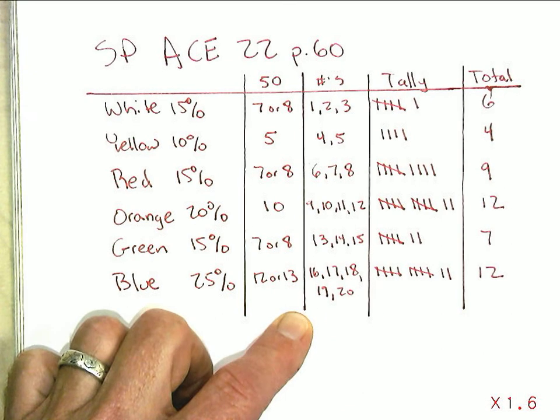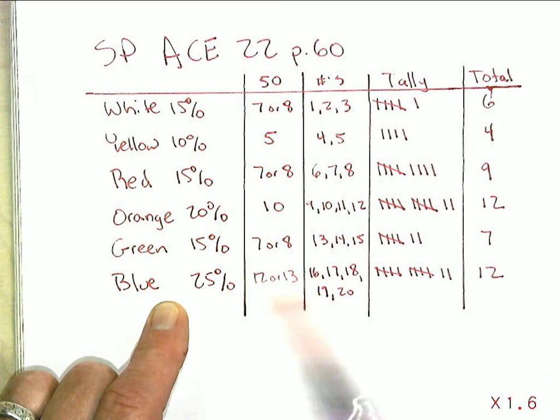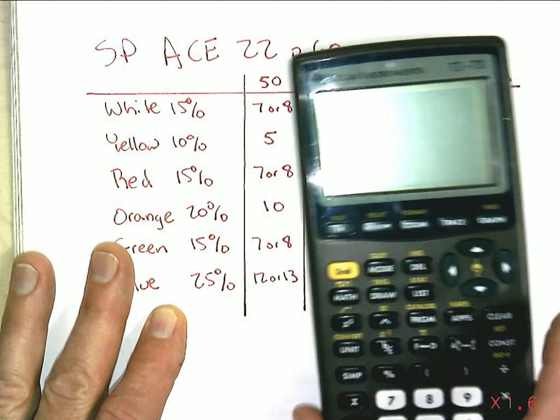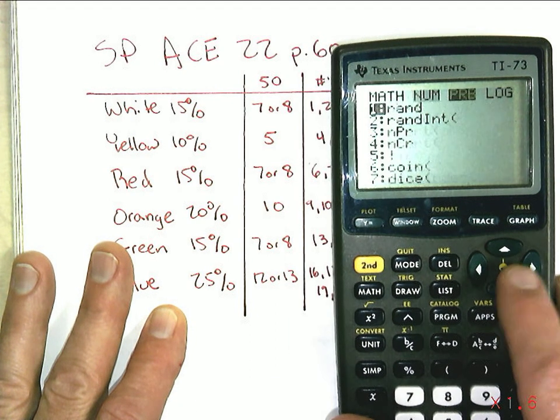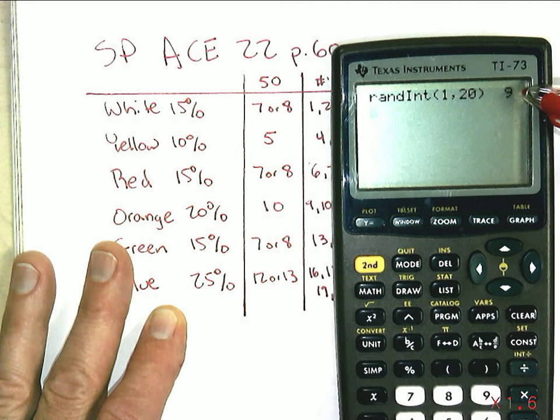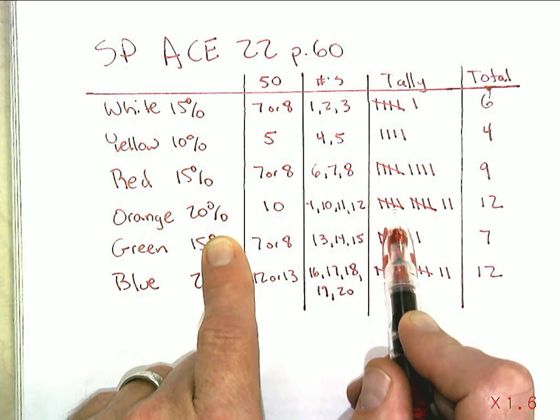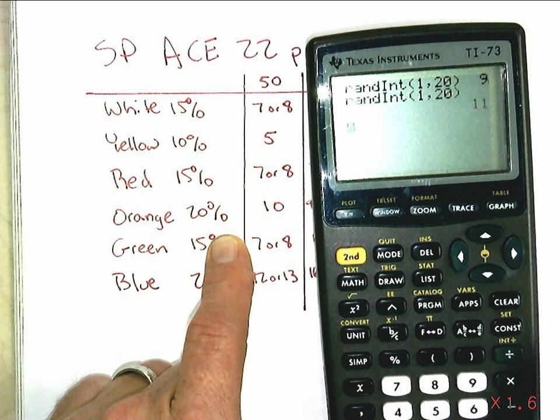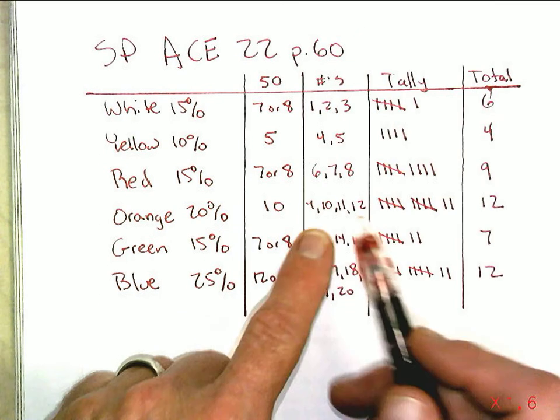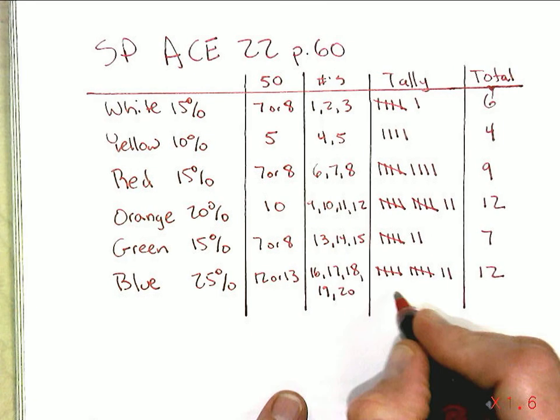So I said, okay, these numbers represent these different colors. 16 through 20 represents blue. On my calculator, I just did math, PRB, random integer, 1, 20, or 1 through 20. When I started pushing those in, it actually picks numbers. If it picked the number 9, then 9 is in the orange set, so this would get a tally mark. Then when I push it again, the number 11 comes up. That's also in this one, so it would get a tally mark. And I did this 50 times, so there's 50 tally marks here.